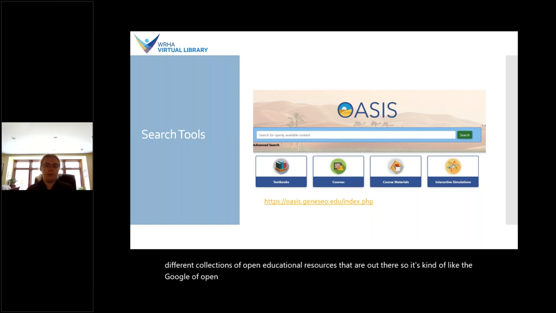It searches a whole bunch of different things to help you find just a general idea of what is out there in a particular topic area. Not everything will be indexed in OASIS, but it's probably your best starting option in terms of getting a good idea about what might be out there for your topic.